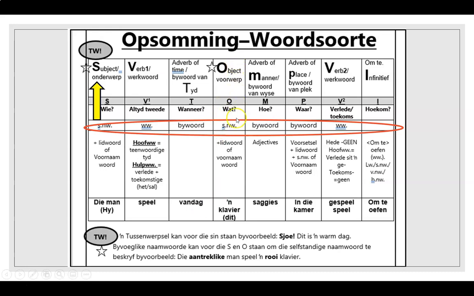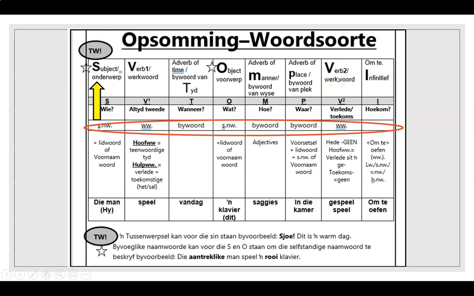Then we have the object, which is also a selfstandige naamwoord. And what is he playing? He is playing a klavier, right? A klavier, and dit is also considered an object. Then we have the following two adverbs of manner and place. So how is he playing? Where is he playing? He is playing softly, saggies, and he is playing in die kamer.